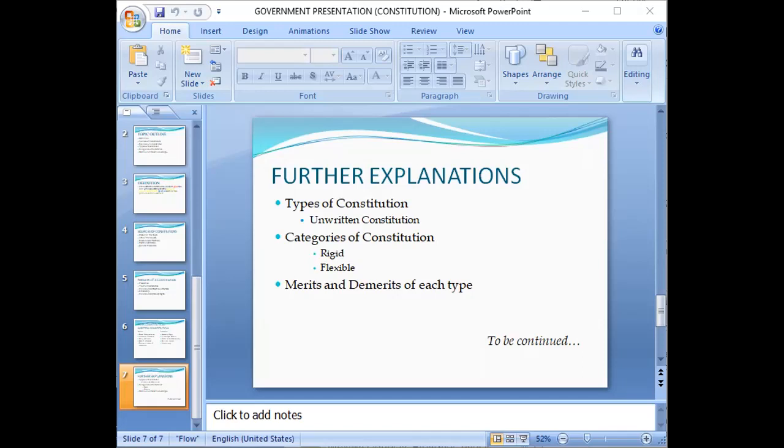So here now, you see some of the advantages, because when we say rigid, we are talking about written. When we say unwritten, we are talking about flexible. So it's just like that. It's not something we have to belabor ourselves to understand. Just find the smart way to get these things so that we don't end up repeating and repeating and you're bored.